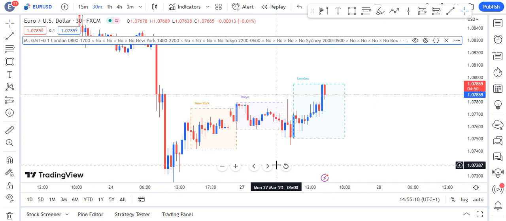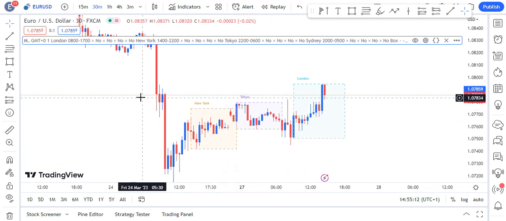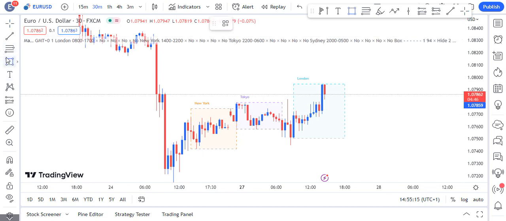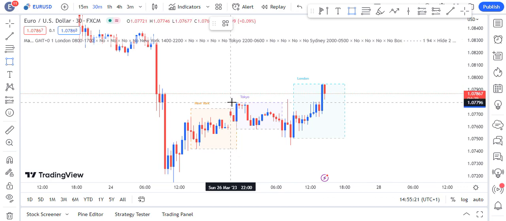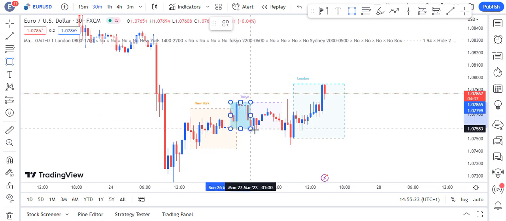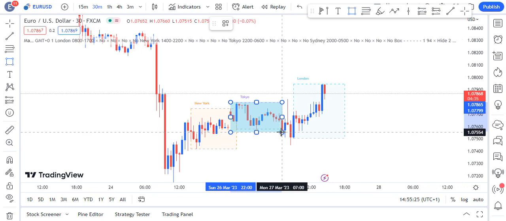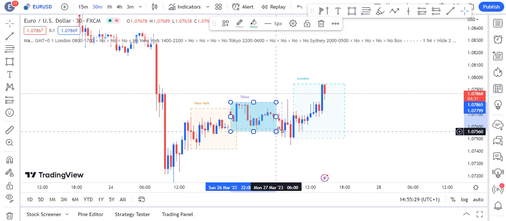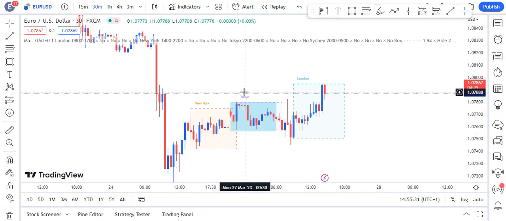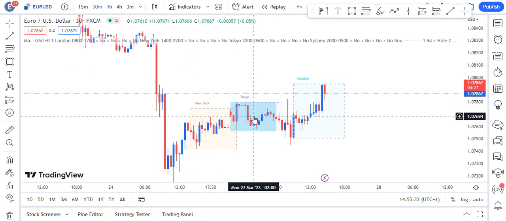So with this, I'm going to highlight the Tokyo range with a rectangle. The Tokyo range is going to begin at 22 right here to 06. So 22 to 06 is your time for the Tokyo range.